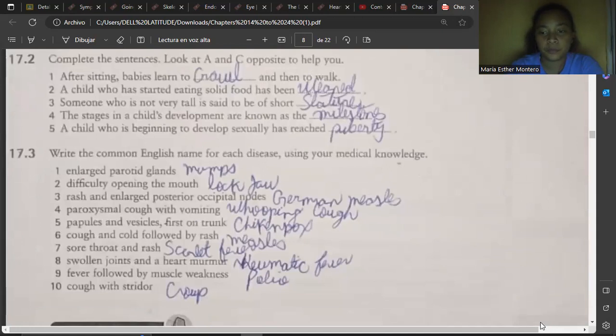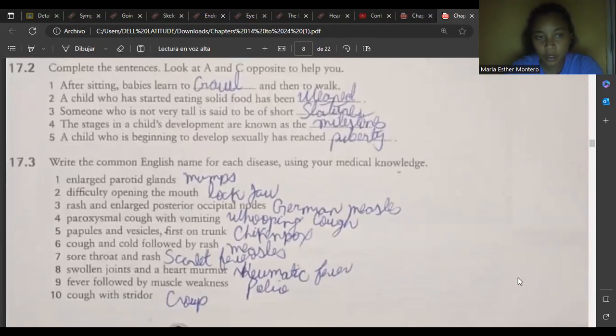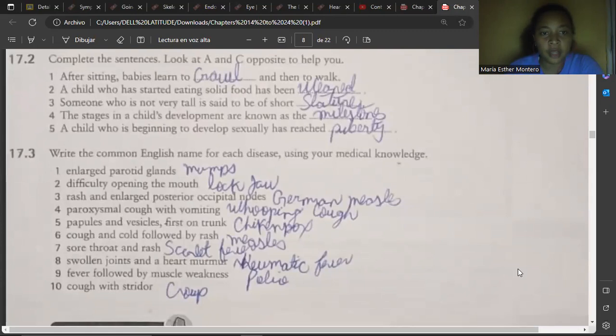17.2. Write the common English name for each disease, using your medical knowledge. 1. Enlarged parotid glands: mumps. 2. Difficulty opening the mouth: lockjaw. 3. Rash and enlarged posterior occipital nodes: German measles.